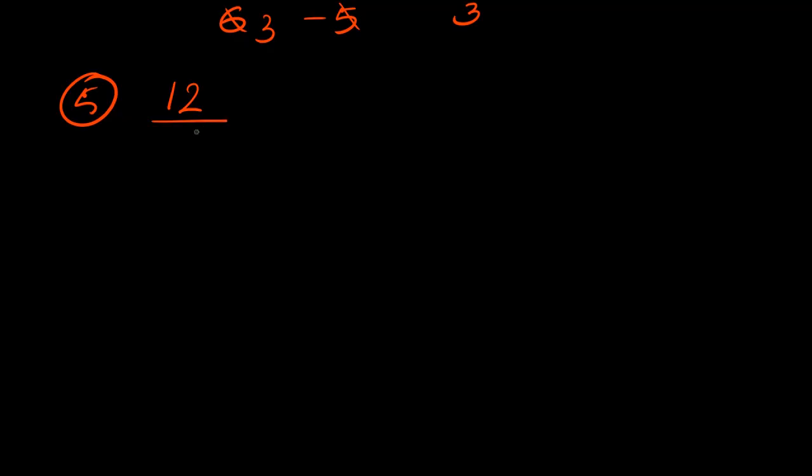12 over 5x minus 2x is equal to 3 over 10. So here also we have two terms with variable x. So we have to combine them. I'll write the coefficients here.